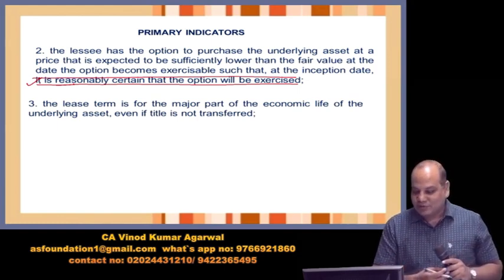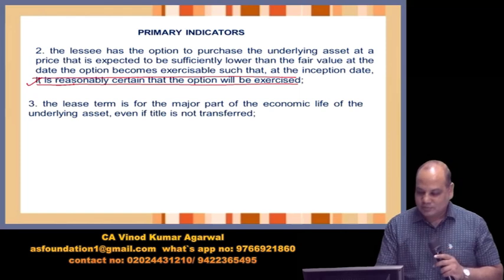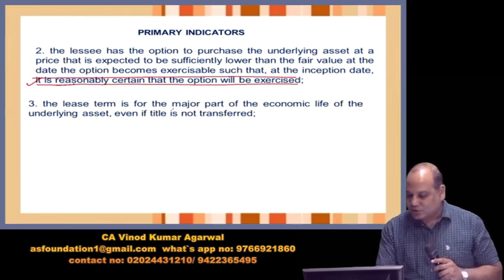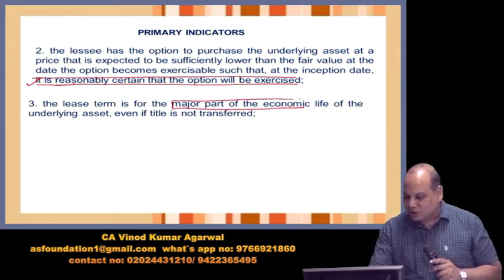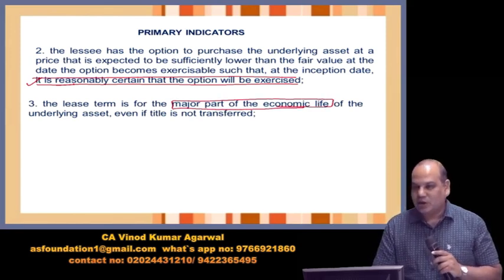Third is, the lease term is for the major part of the economic life of the underlying asset. Now again, this is a principle based standard. So it uses the term major part of the economic life of the asset, even if the title is not transferred. Now, how do I verify this?